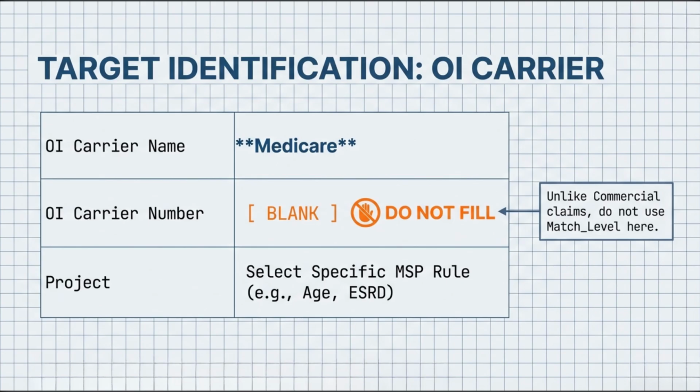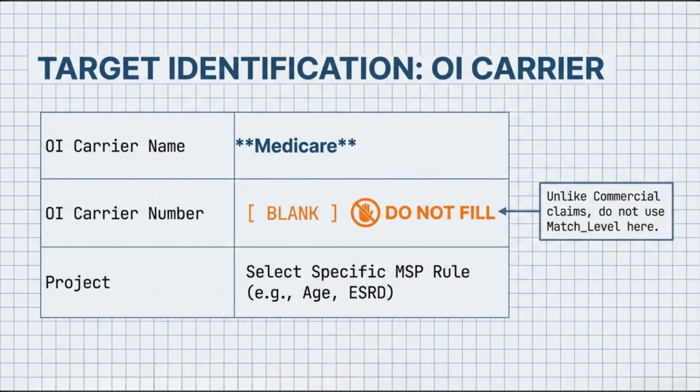Why the strict do not fill rule? Because, as our handy note explains, unlike commercial claims, do not use match level here. This is a critical difference that separates Medicare processing from our commercial claims work. We are not using match level for Medicare. No numbers needed for the carrier ID.